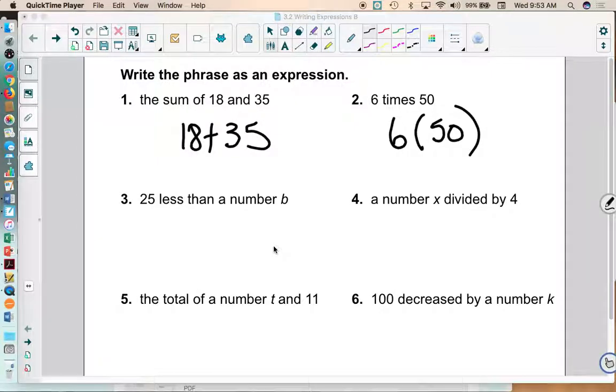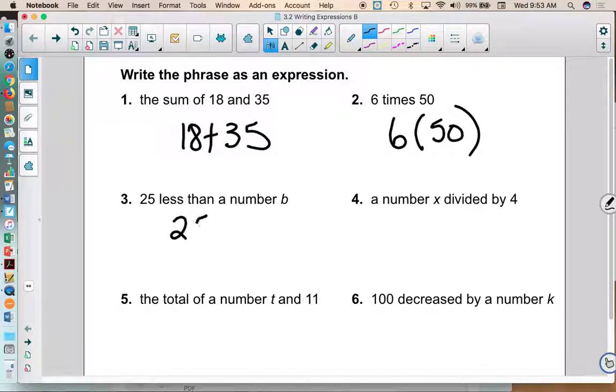Now say that again. 25 subtract B. Okay, now look at what it says here: 25 less than a number B. You said this, 25 subtract B. Not the same thing. Not going to work. I want 25 less than the number B. What am I going to write, Josie? B subtract 25. There we go.